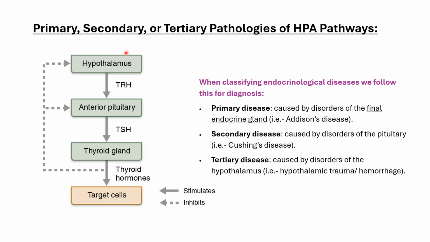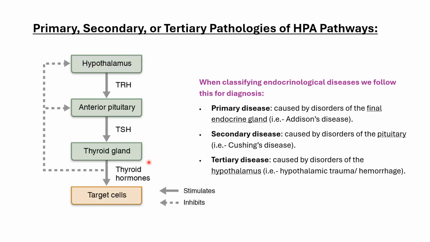This brings us to the last topic of this lab exercise. We have primary pathology, secondary pathology, and tertiary pathology. You can read it from your manual. I will go over and try to explain it to you, taking the example of the thyroid gland.